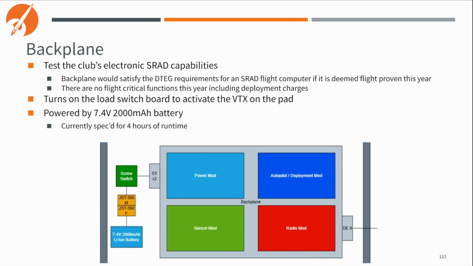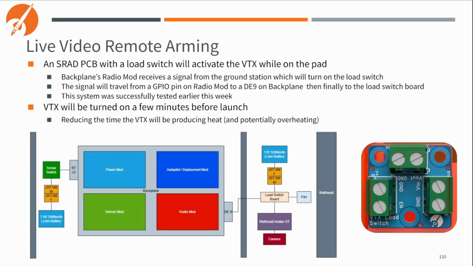So it will be connected via radio mod to a load switchboard. And as Stephen mentioned, radio mod will be able to communicate with ground station via another radio mod. And a pin on radio mod will be connected to the load switchboard, as shown here. So when ground station sends a signal to backplane, radio mod will activate the load switchboard, which will turn on the VTX. We are doing this so we can turn the VTX on right before launch, rather than having it sitting on, activating and producing heat for a longer period of time before launch and potentially overheating.